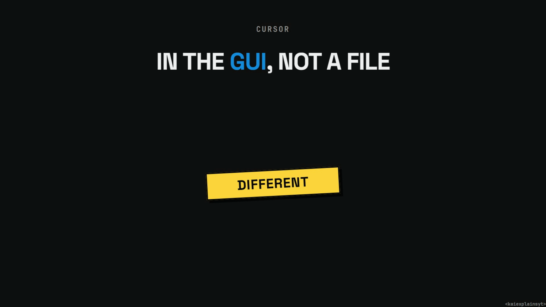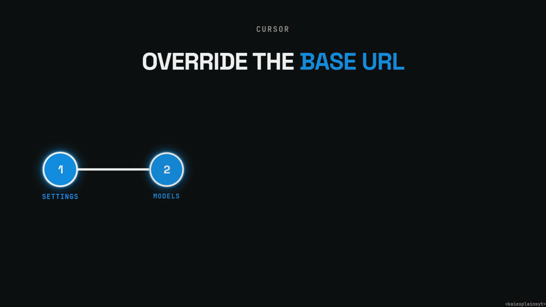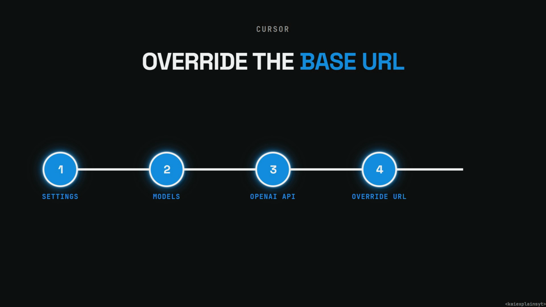Cursor is different. Its local model setting lives inside the GUI, not a file on disk. Open Settings, go to Models, find the OpenAI API section, flip on Override Base URL.